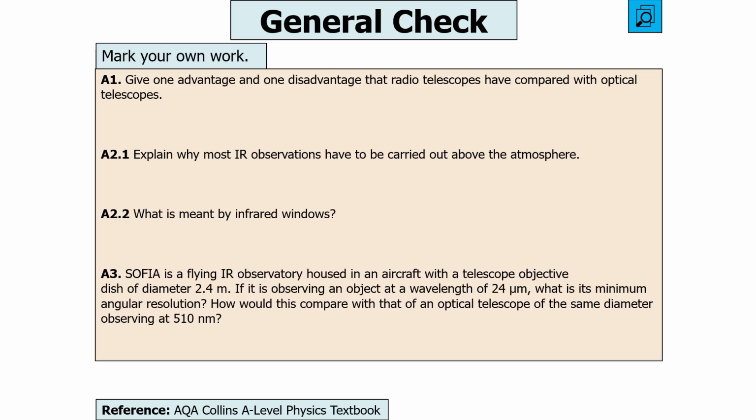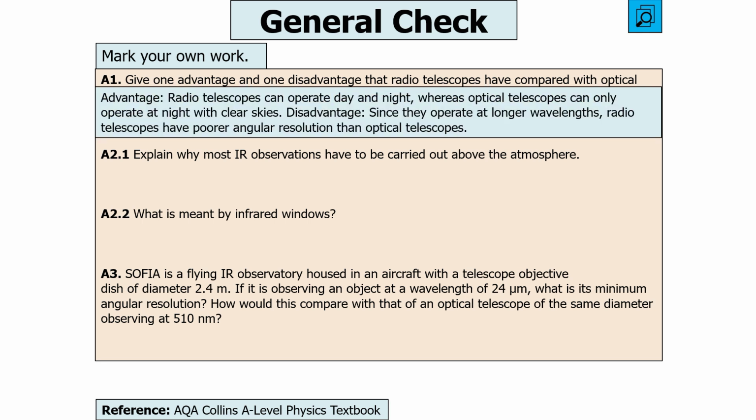So to answer this first question, you've got to think about the radio telescope compared to the optical telescopes in structure and when they operate. The advantage of radio telescopes is it can operate day and night, while optical telescopes can only operate at night with clear skies and no visible radiation coming from the sun. The disadvantage, though, is that they operate at longer wavelengths because radio waves are longer, so therefore they'll have a poorer angular resolution than optical telescopes from the Rayleigh criterion.